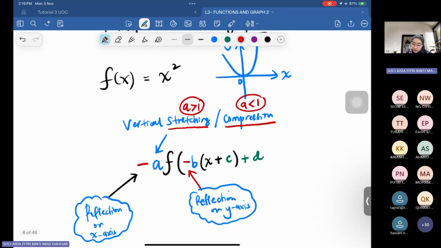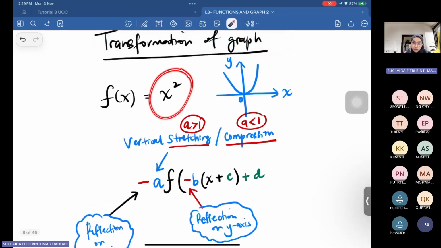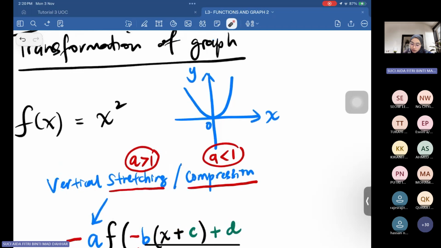For example, this is the original f(x) function, which is x squared, correct? If I multiply this by 3, so the a value in the front is positive 3, what would this do? It will stretch the graph vertically because my a value is greater than 1. So what happens when you stretch the graph? It becomes skinnier and taller vertically like this. This is your y equals 3x squared. That's what it does when you multiply by 3 outside.